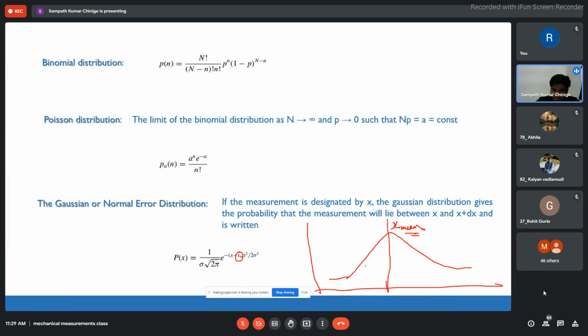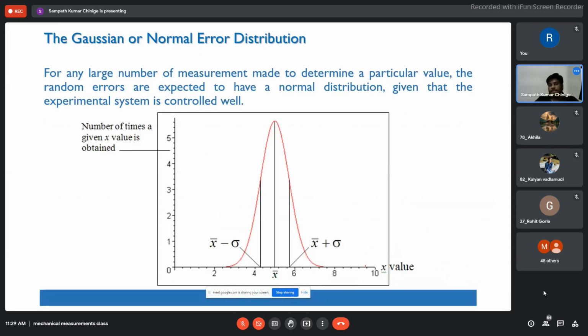So from that, for any large number of measurements made to determine a particular value, the random errors are expected to have a normal distribution. In general, because of this randomness, you will always expect the error to be a normal distribution, given that the experimental system is controlled well. As I pointed out, if you are conducting the experiment properly, even though the error comes, it will always follow a normal distribution.